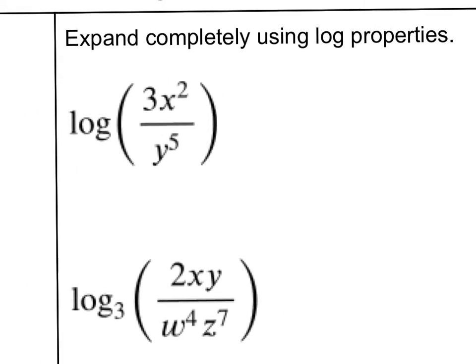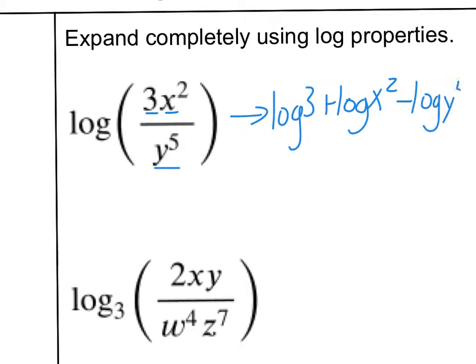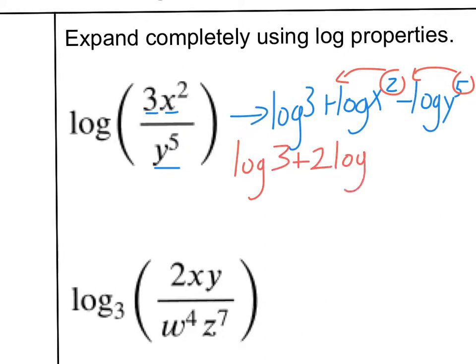In the next section, we're going to go the opposite direction, and we're going to be expanding. So I'm going to start off by doing the opposite of what we just did. I notice that we've got two different things on top, one on the bottom. So this is going to become log of 3 plus log of x squared minus log of y to the 5th. Then I'm going to bring the powers down for the two that have powers. That becomes log of 3 plus 2 log of x minus 5 log of y.